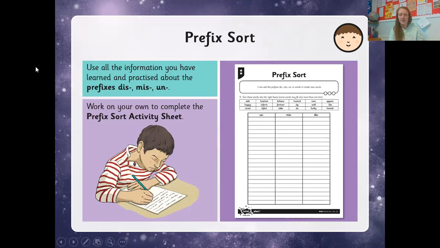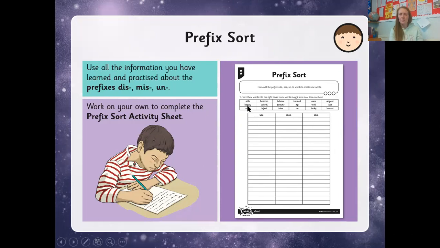So you're looking at the word. I can see the first one here is the word able. Now, if I put unable, that makes sense. So I can write it in there, unable. Can I say misable? That doesn't sound right, does it? So I'm not going to write it in there. Can I say disable? Yes, I can. So I can put unable and disable in there, sorting them out.